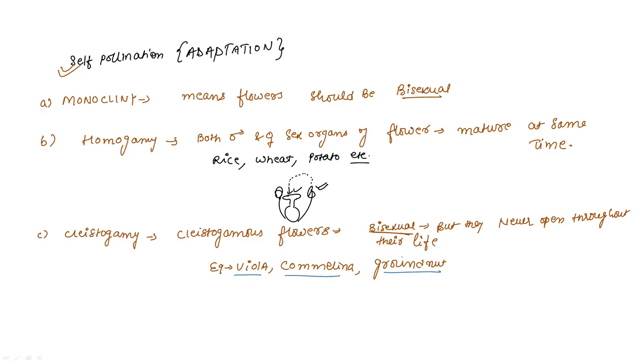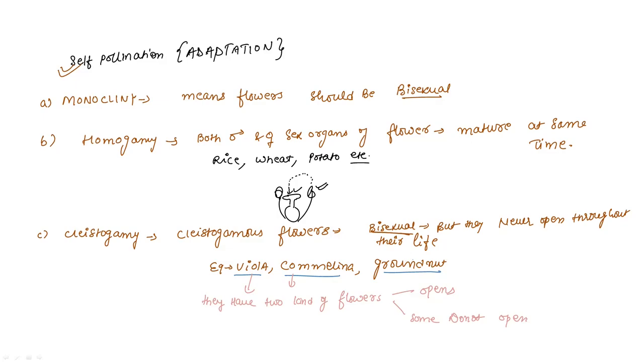If I talk about viola and commelina, they have two kinds of flowers: the ones which open, and some which do not open. Cleistogamous flowers are those which are always closed; it means the bisexual flowers never open. But in the case of viola and commelina, you get two kinds of flowers, some which open and some which do not. Why are some opening? Just to go for variability, because cross-pollination gives you variation. That's why they are opening.